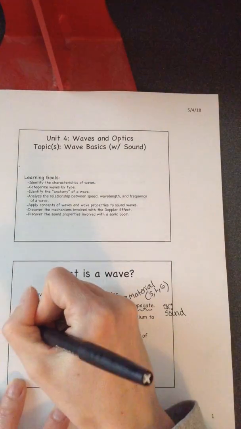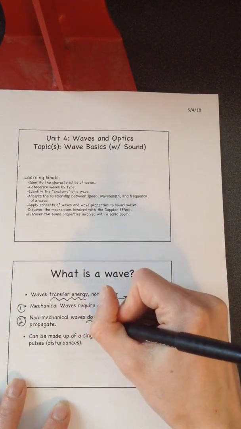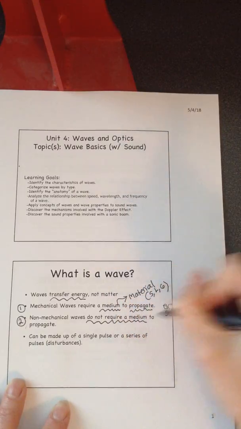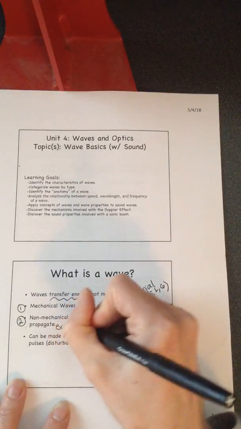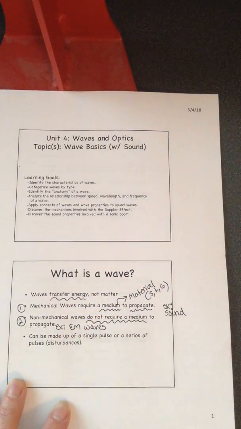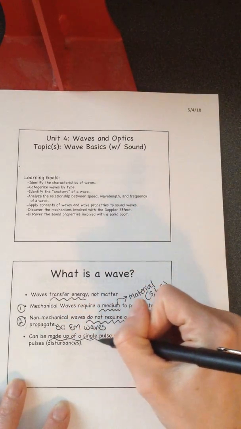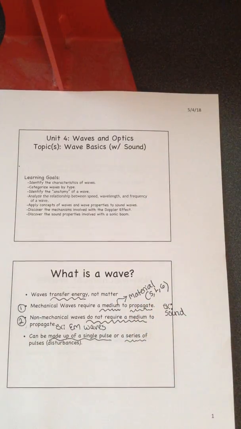The other category of waves are called non-mechanical waves, and the big difference is they do not require a medium to move. And the example I have here are called EM waves, and I will talk about what EM waves are in a couple slides from now. Waves in general can be made up of a single pulse, or a series of pulses, and often what we call pulses are your disturbances.